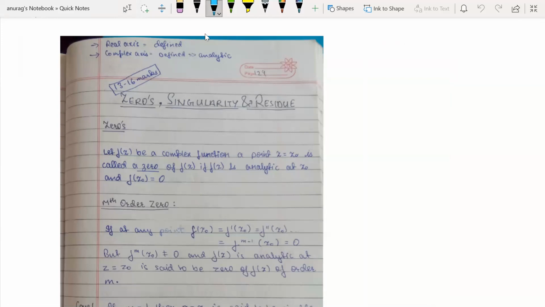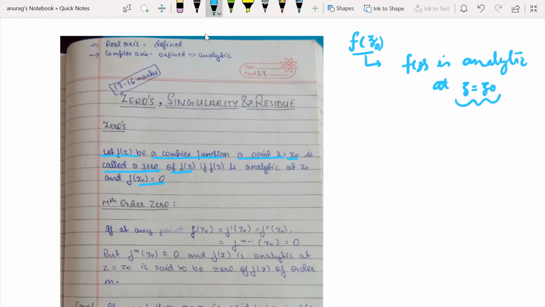Zeros. Let f(z) be a complex function, and a point z equal to z naught is called a zero of f(z) if f(z) is analytic at z equal to z naught and f(z naught) equals 0. It means a point becomes a zero of a function f(z) if f(z) is analytic at z equal to z naught.